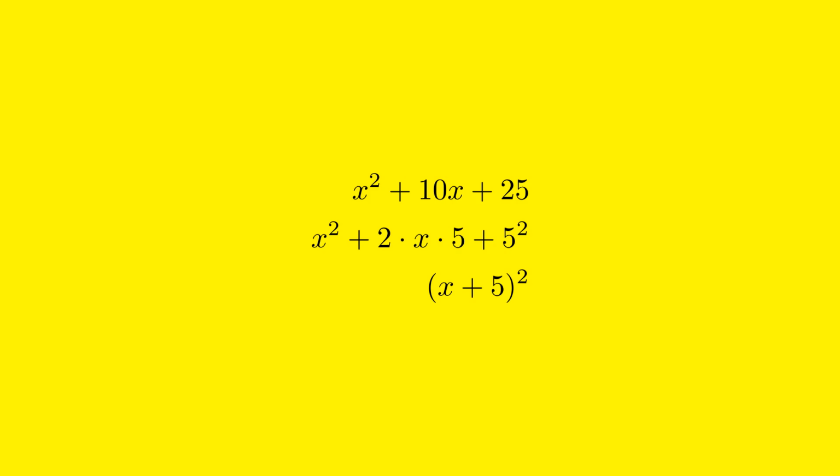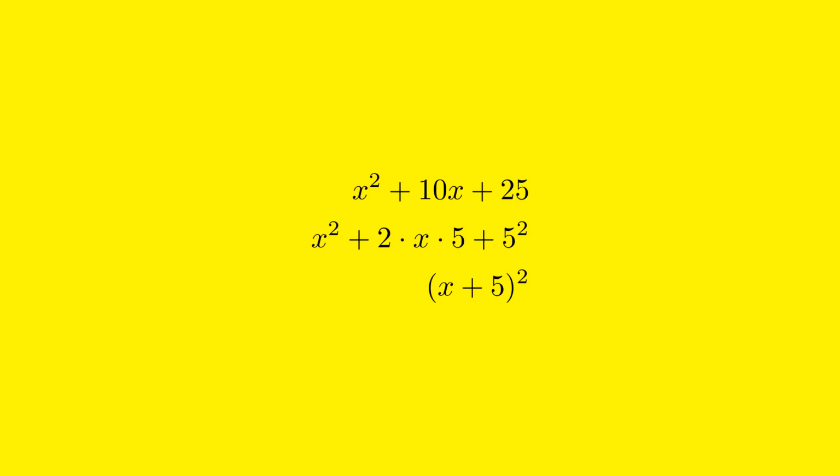A perfect square trinomial is an algebraic expression of the form a squared plus 2ab plus b squared, which can be rewritten in the form (a plus b) squared. Now, compare the given expression to the form a squared plus 2ab plus b squared. Here, x squared corresponds to a squared, 10x corresponds to 2ab, and 25 corresponds to b squared.